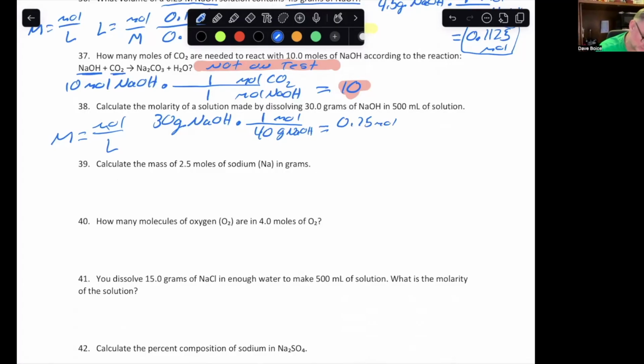Okay, and we want to divide that by liters. We don't have liters, but we have 500 milliliters. And milliliters to liters is a 1 to 1,000 ratio. So 500 divided by 1,000 is equal to 0.5 liters. Divide there, and we get between 1 to 2 molar.